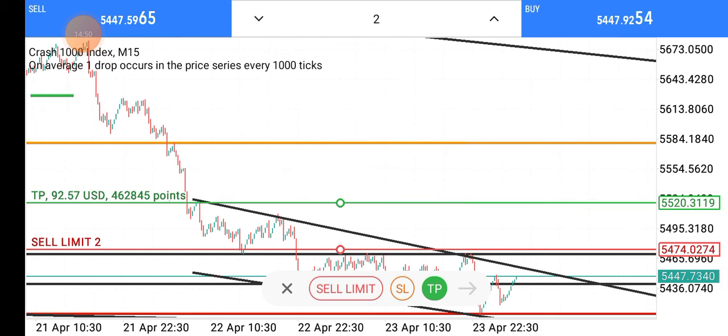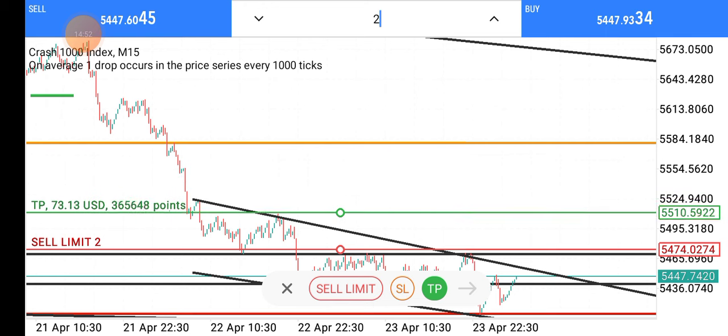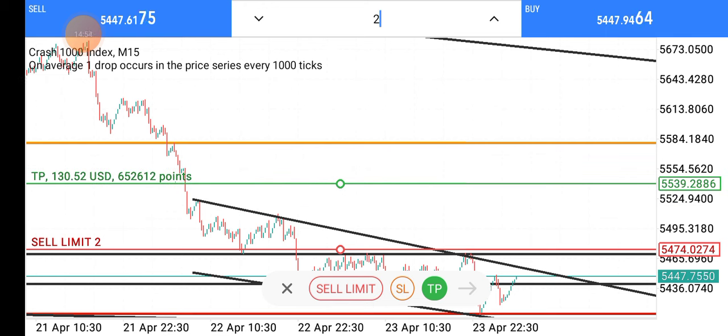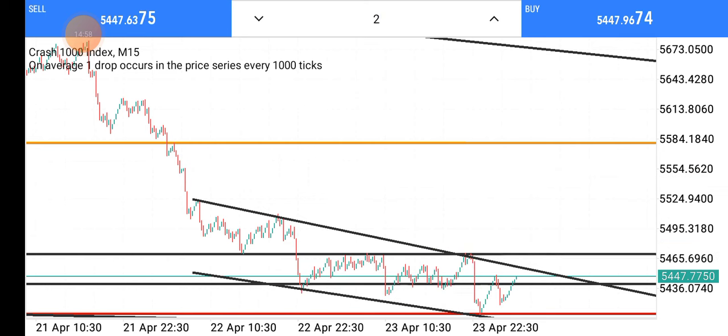You're making how much? Over $300 very easily, guys. Over $300 very easily, with just a loss of 2.0 on three positions, guys, you know. So this is a very nice trade setup.